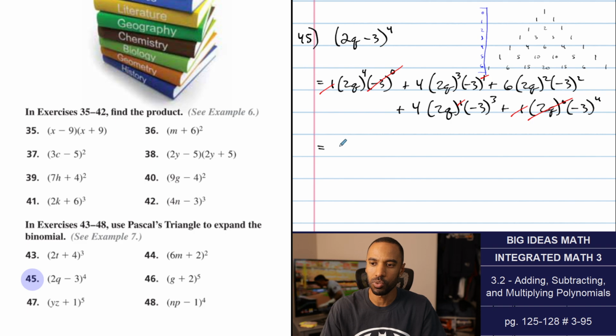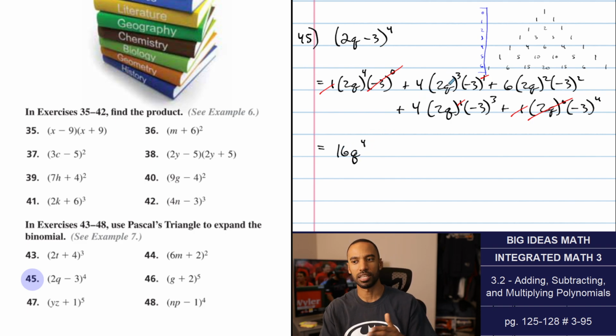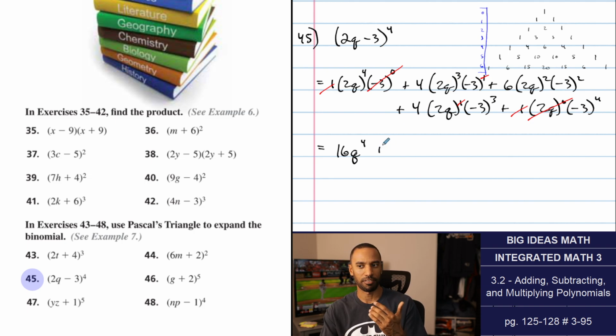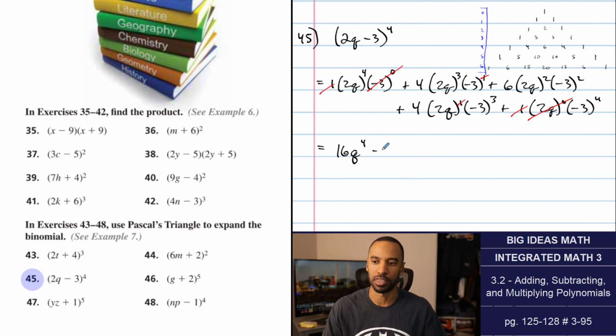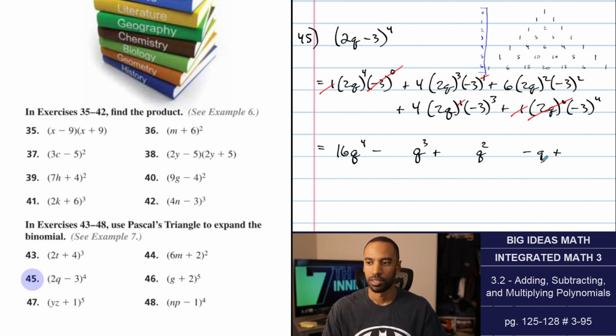So 2q quantity to the 4th is 16q to the 4th. Now, all these things, guys, there's only one single variable. This will have a q cubed in it. Next, we'll have a q squared. And you'll notice because of that negative 3, this will change sign. So minus something q cubed, plus something q squared, minus something q, plus that last number, right? Whoops, I actually need the minus out here.